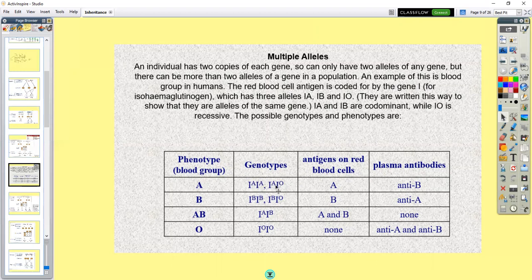And because IA is dominant to IO, then it's blood group A. For blood group B, IB IB or IB IO, and for the same reason as above, IB is dominant to IO. Blood group O, the homozygous recessive, is the rarest one, IO and IO. The codominance part is where you have blood group AB, with a genotype of IA and IB.